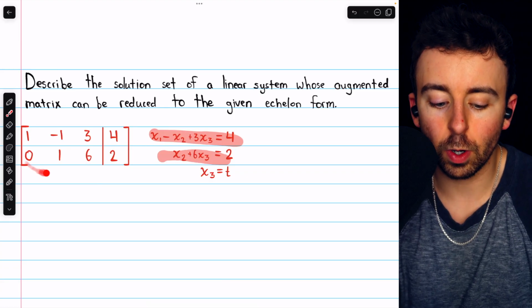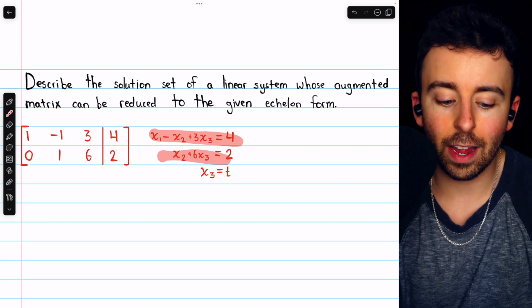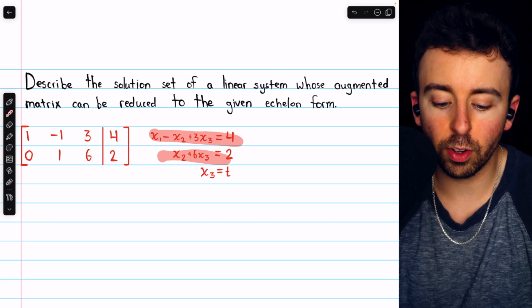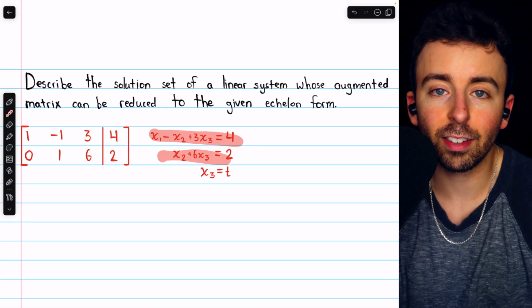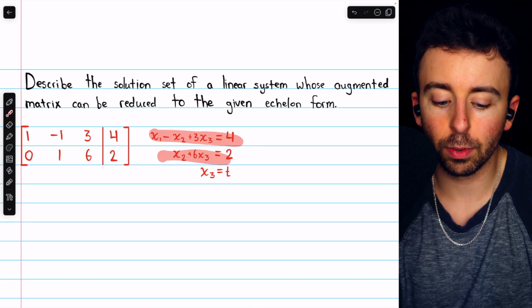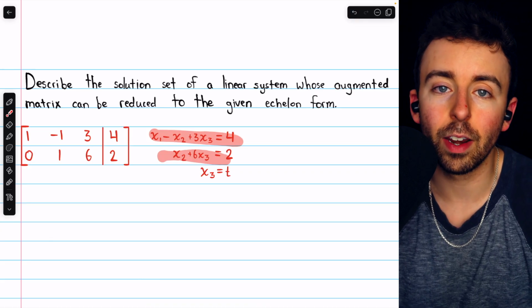Remember, each entry here in the matrix is the coefficient of a variable. The entries in column 1 are the coefficients of x1. The entries in column 2 are the coefficients of x2, and so on. The numbers to the right of the vertical bar are the constants on the other side of each equation.